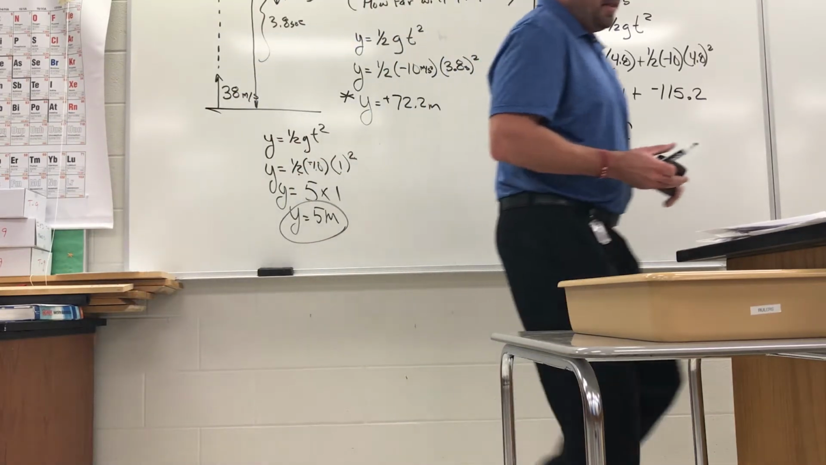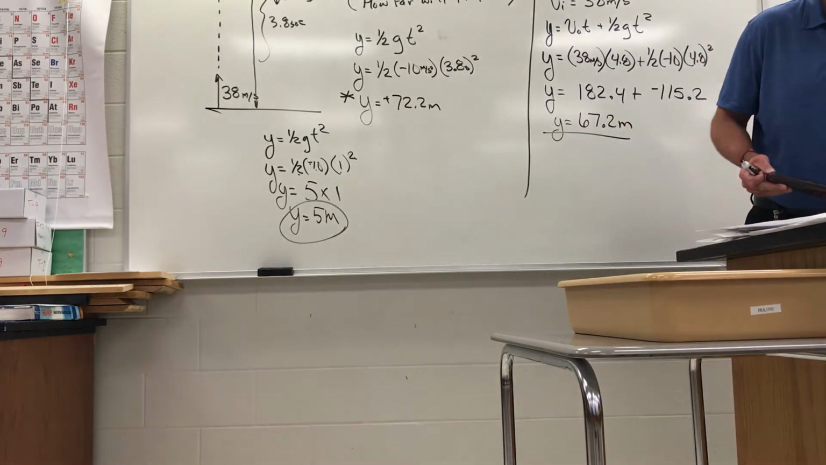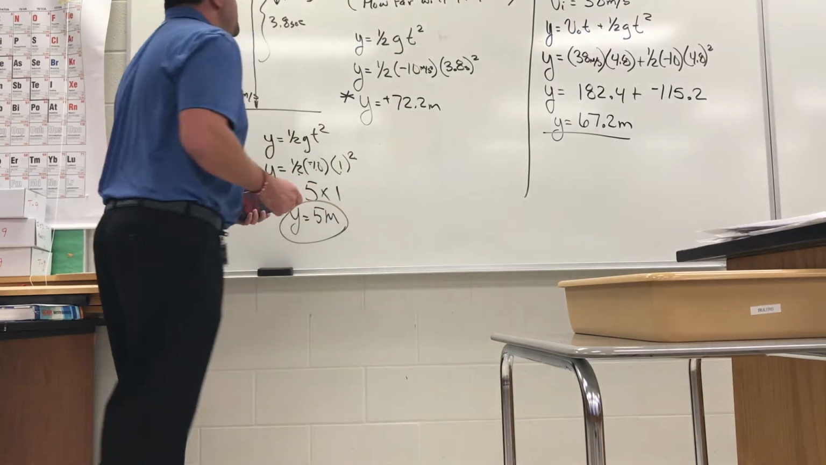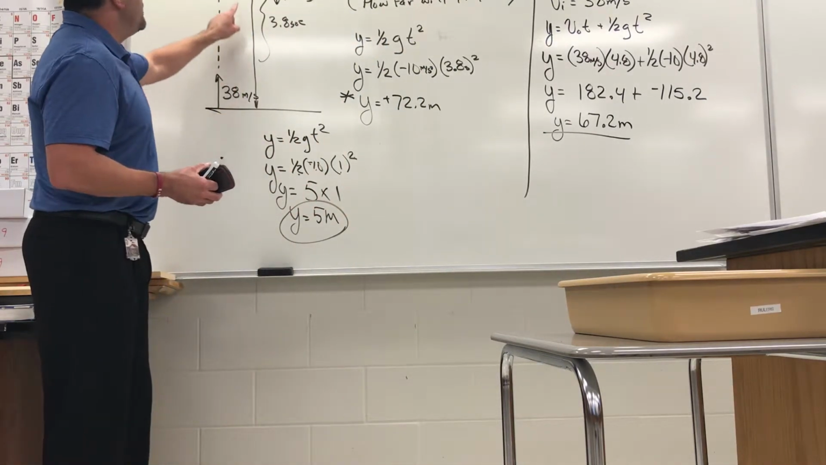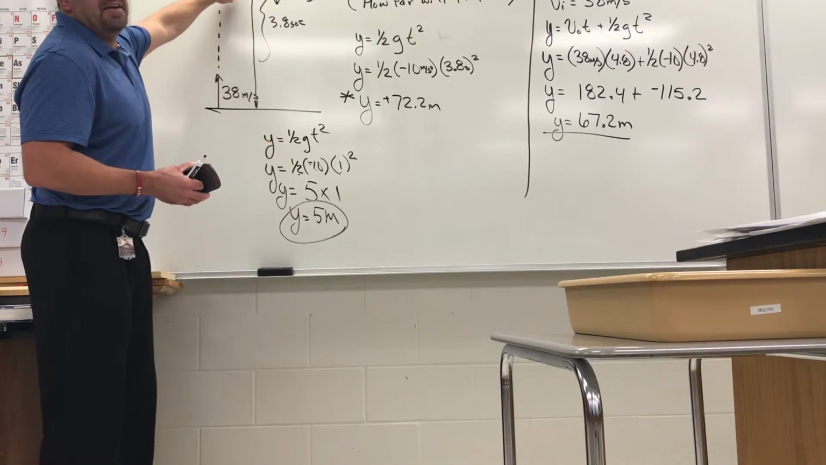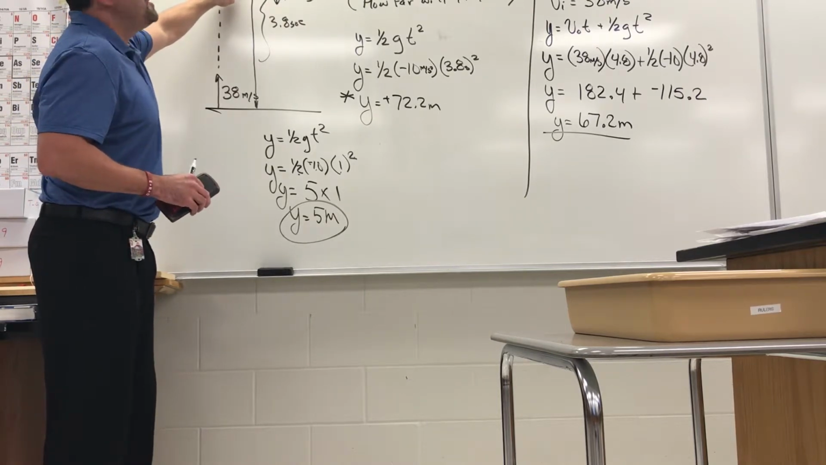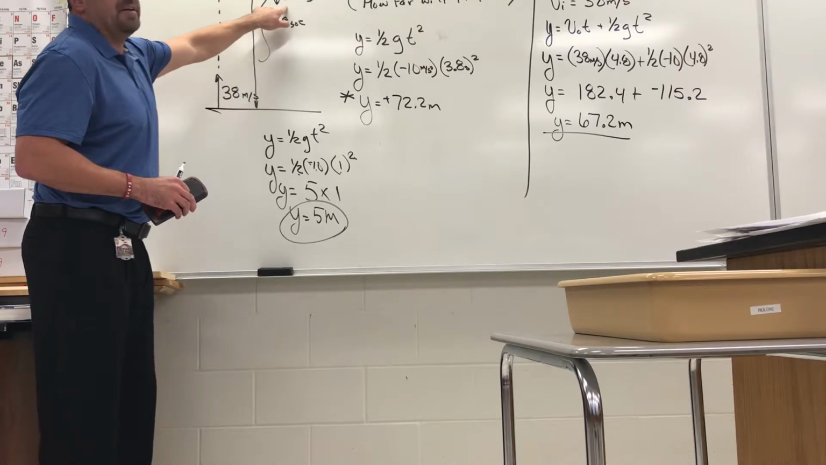Okay, next part, it says how fast will the ball be going at 4.8 seconds? Again, I don't need to do some big equation. I know it gets up here at 3.8 seconds and comes to a stop. The velocity is 0 for an instant. Once the speed is 0, it then falls for 1 second.